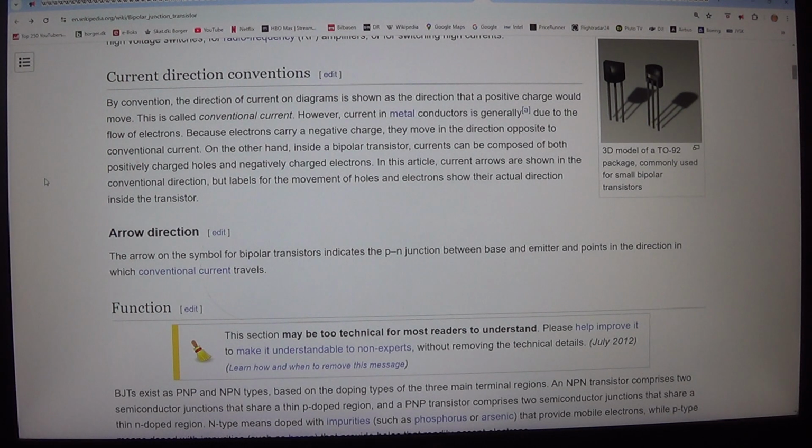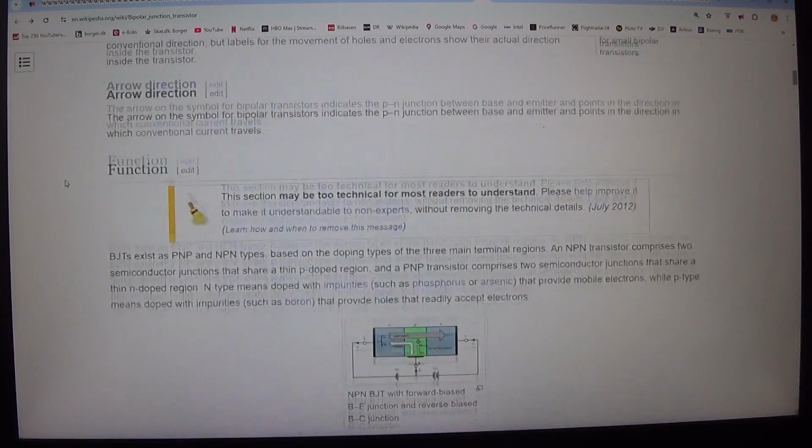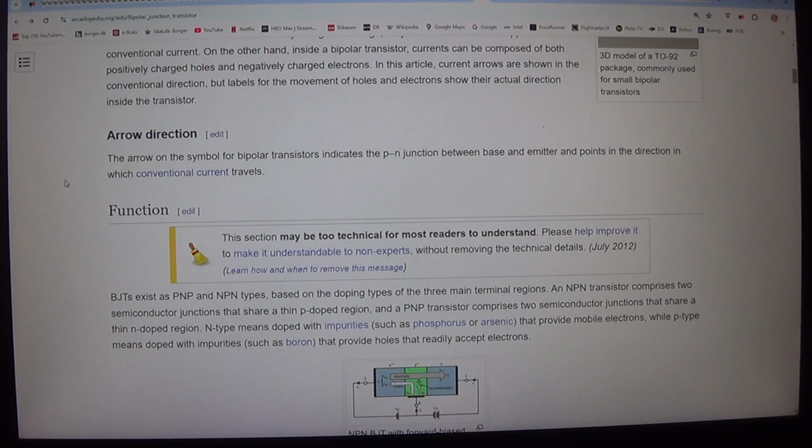Arrow direction. The arrow on the symbol for bipolar transistors indicates the p-n junction between base and emitter and points in the direction in which conventional current travels.